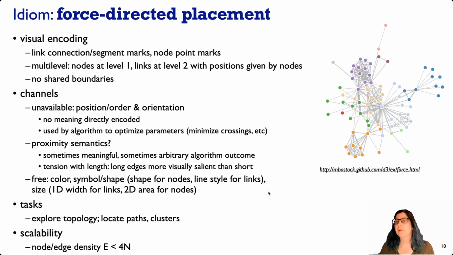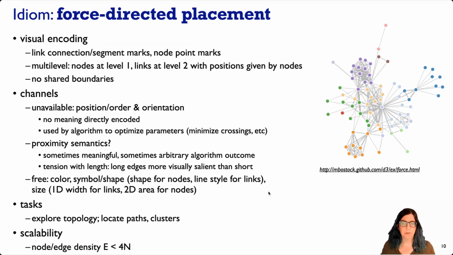So what's free? Well, we can certainly color code. We can shape code using symbols for the nodes. We could also use things like line styles for the links, like dotted lines or wavy lines or other things like that. You can size code the links in the other direction. So you could width code the links, even though you can't length code them. And you could use 1 or 2D size coding for the nodes. So these are all possible.